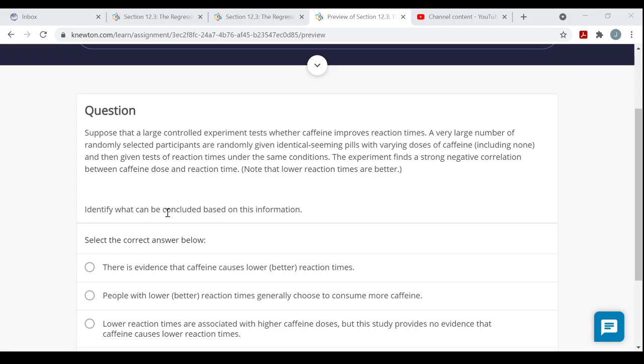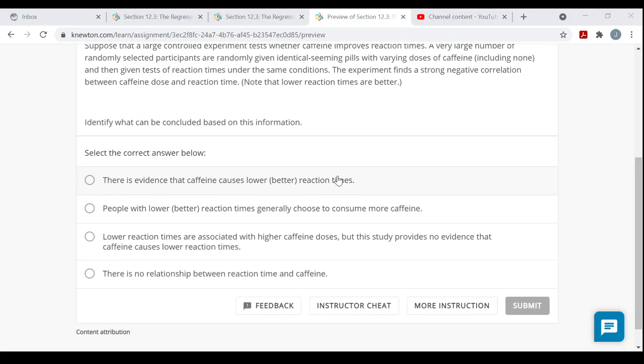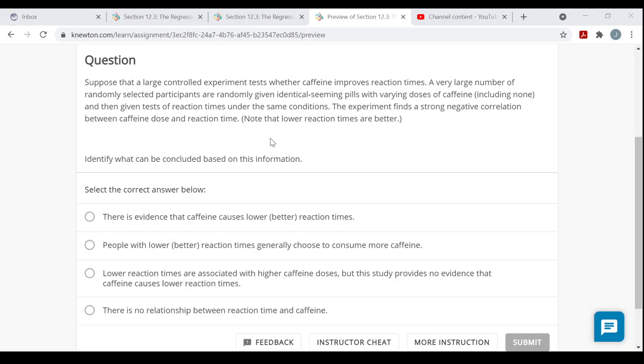So identify what can be concluded based on this information. Well, can we say that there is evidence that caffeine causes lower reaction times? I wouldn't say that. This is just one study. A large study, sure, but it's only one. There are not multiple studies with similar results in different areas.